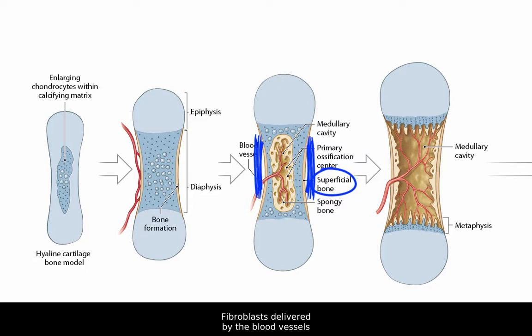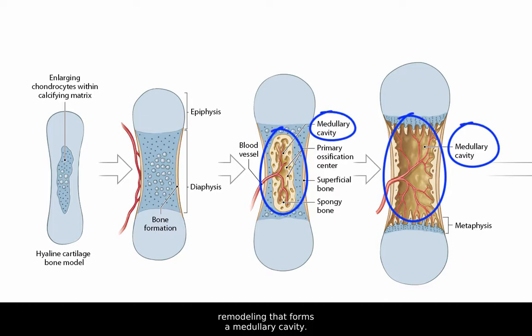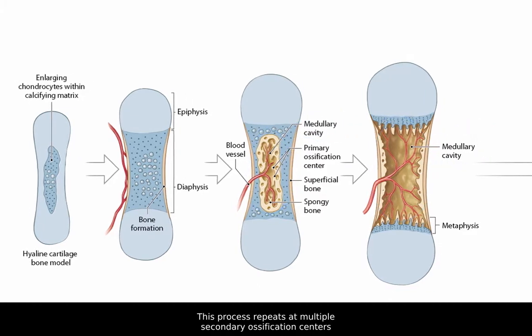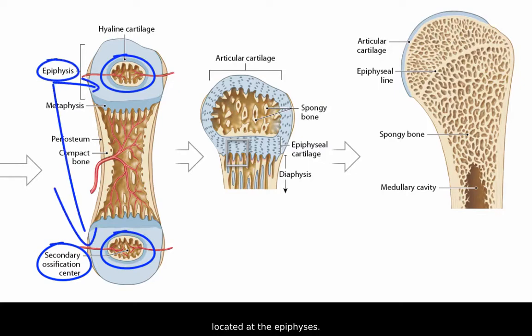Fibroblasts, delivered by the blood vessels in the central region, differentiate into osteoblasts and begin to produce spongy bone at what is called the primary ossification center. Over time, the primary ossification center undergoes remodeling that forms a medullary cavity. This process repeats at multiple secondary ossification centers located at the epiphyses.